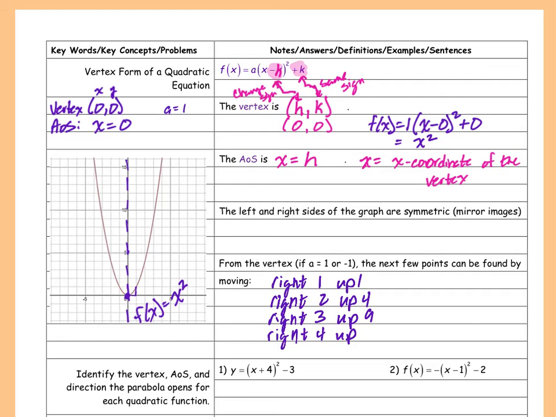So if I was at this, I could go left too, by the way. It doesn't have to be right. I could be left. If I went over 4, 1, 2, 3, 4, how far up am I going to go to get to my graph? How far up do I have to go?